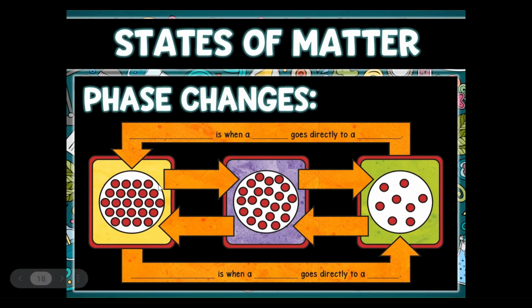Phase changes are when things go from a solid to a liquid or a liquid to a gas. In this picture on your doodle notes, you're going to notice that this picture right here represents solids because they're tightly packed together. This picture right here represents liquids because they're slightly more spread apart. And this picture right here represents gases because they're very far apart. So this is what I mean.